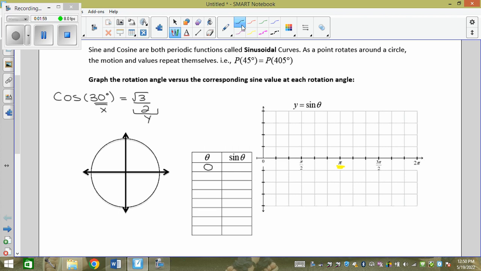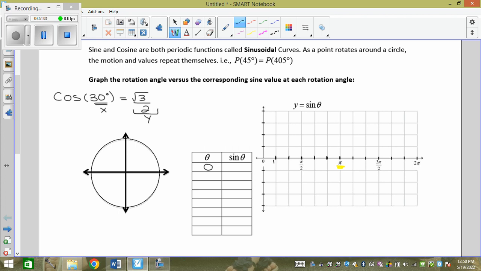We're going to go look at the pi. Do we see where the pi is? And we're going to count how many ticks it takes us to get to pi from 0. So this would be 1, 2, 3, 4, 5, 6 ticks. We agree? So each of those ticks is 6 ticks to pi. We agree? So what are we cutting pi up into? How many pieces? 6. So if this is 0, this would be 0 pi over 6.